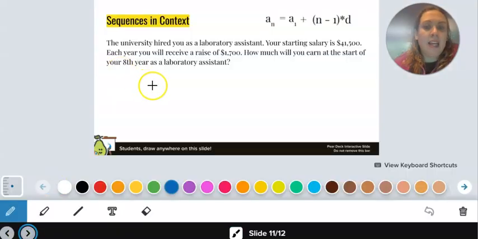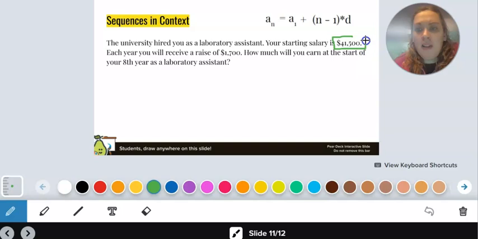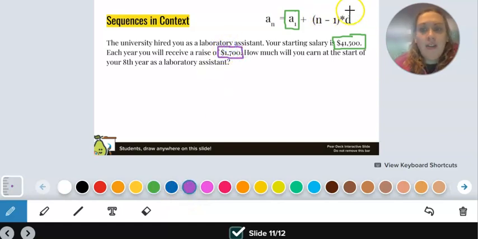Last slide is slide 11. This is the last one we're going to do in the Peardeck. The university hired you as a lab assistant and your starting salary is $41,500. So that's our A1. Each year you are going to get a raise of $1,700. That's our difference. How much will you earn at the start of the 8th year?